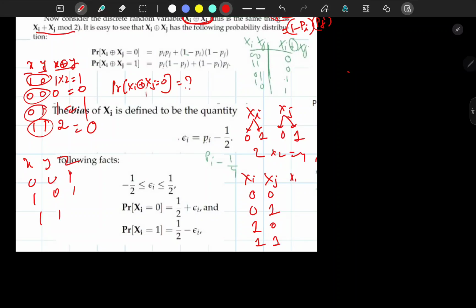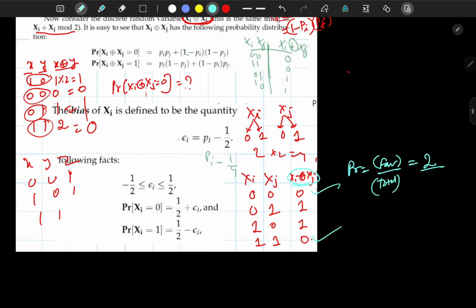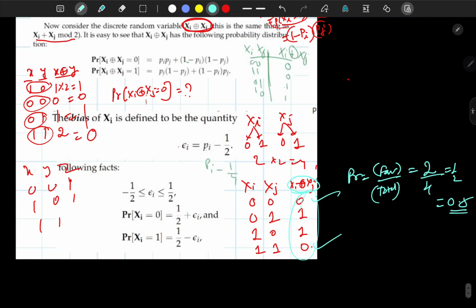Now xi XOR xj means just addition: 0, 1, 1, 0. We are asking the probability that this value will become 0. Probability is nothing but favorable outcomes by total number of outcomes. Favorable how many? 2. Total how many? 4. So 1 by 2, that is 0.5. Like that, you have to think like that.